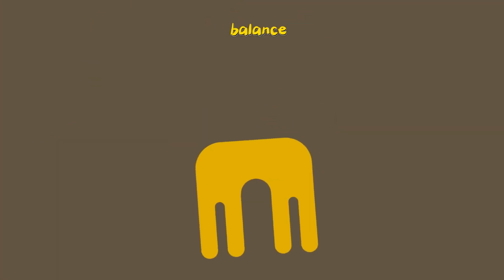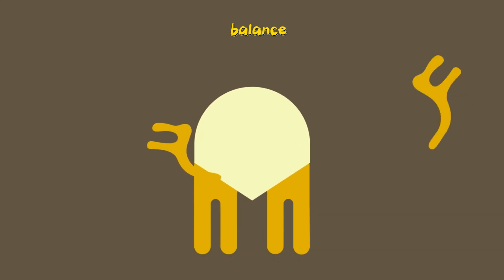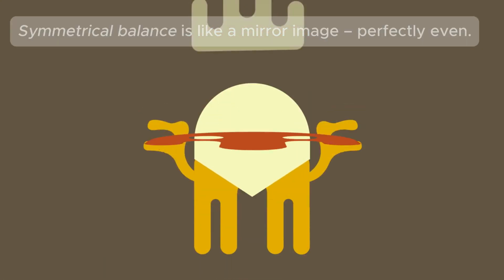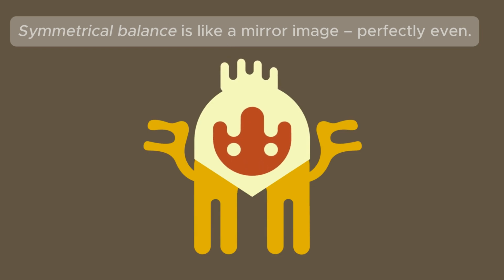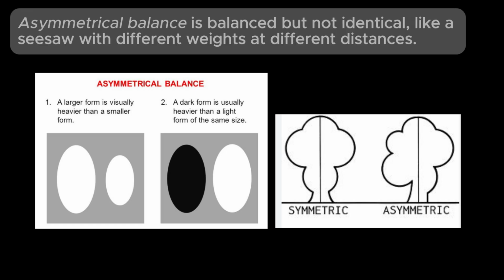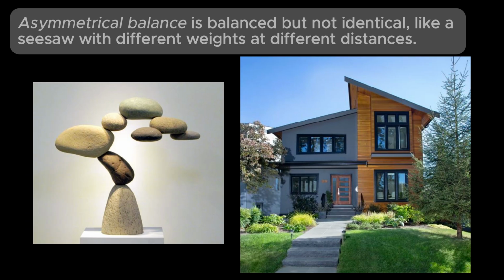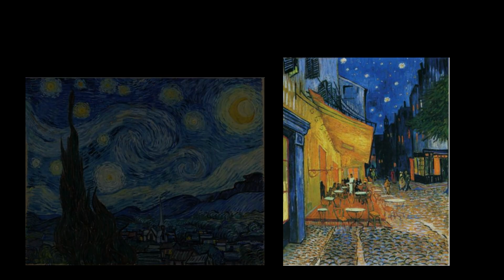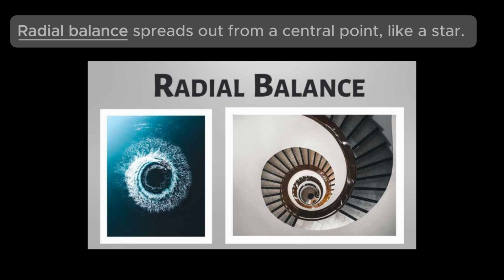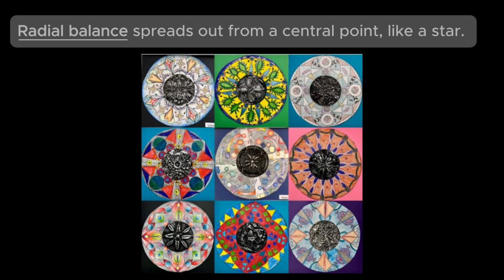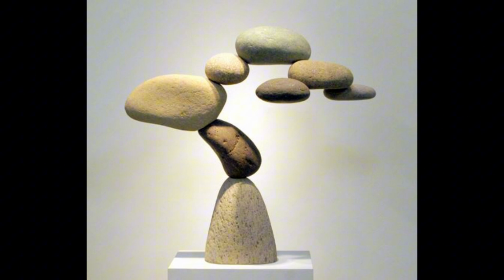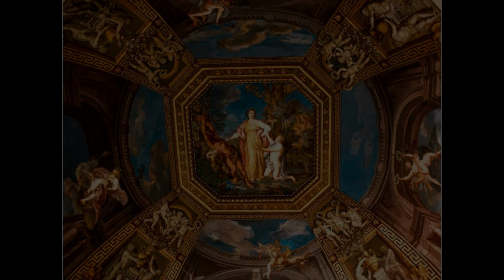First up, balance. This is about the visual weight of your artwork. Symmetrical balance is like a mirror image, perfectly even. Asymmetrical balance is balanced but not identical, like a seesaw with different weights at different distances. And radial balance spreads out from a central point like a star. You want your art to feel stable, not like it's about to tip over.